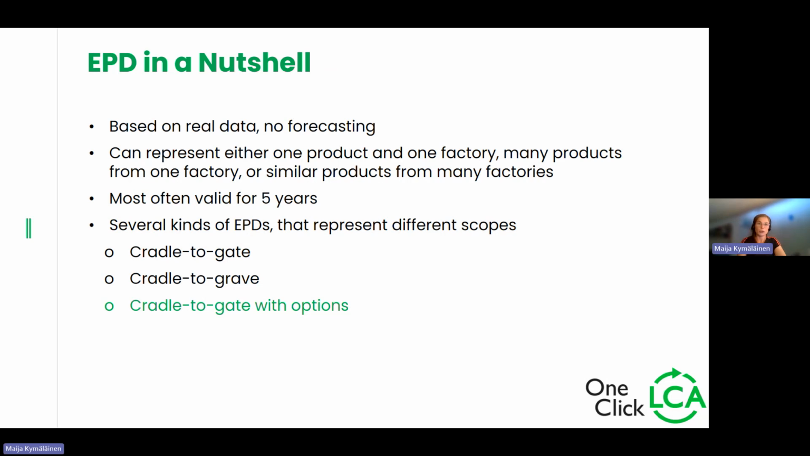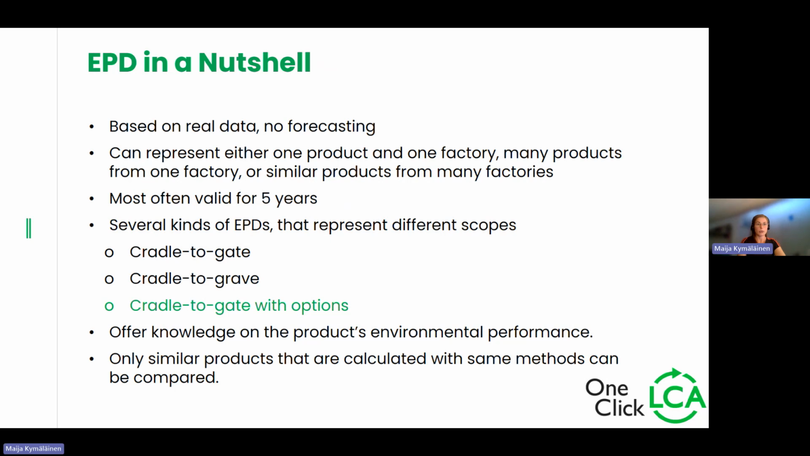So the new EN standard mandates the use of this cradle to gate with options, preferably cradle to grave plus module D, but it does mandate you to declare certain other parts as well, in addition to only the product stage. Yeah, and they offer knowledge of the product's environmental performance as well. And it is worth noting that only similar products that are calculated with the same method can be compared.